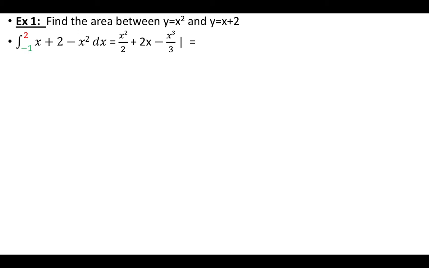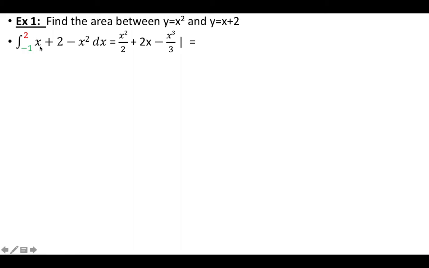You could also double check on Desmos. That's also okay if you want to see which function is above which, so that you don't make that mistake. That's fine as well. All right. So after I did x plus 2 minus x squared, I took the antiderivative.